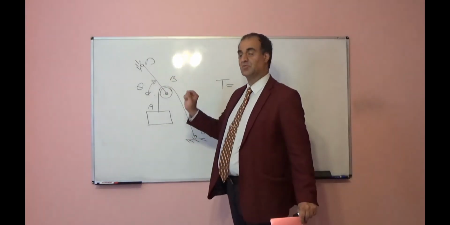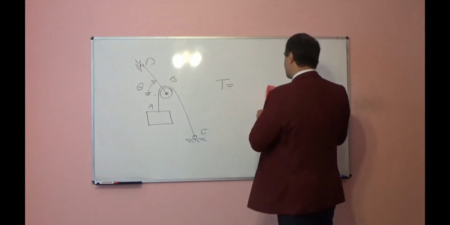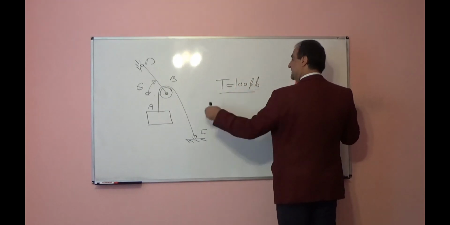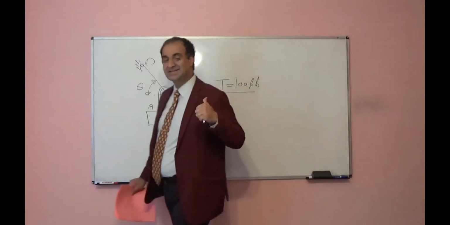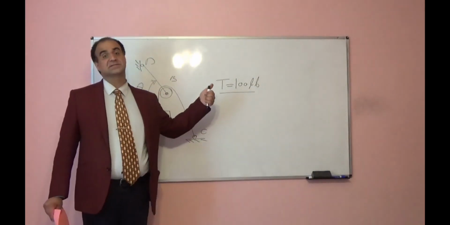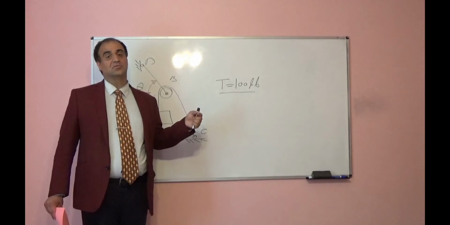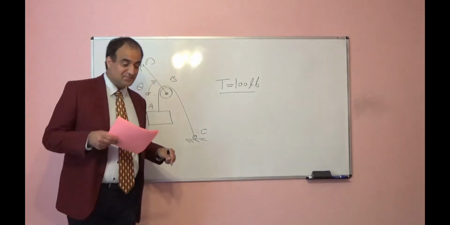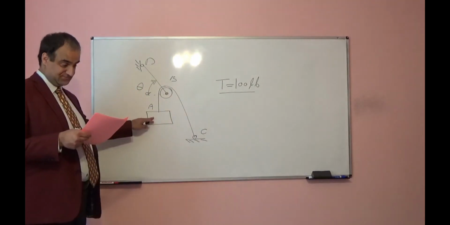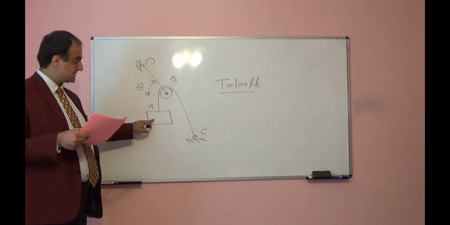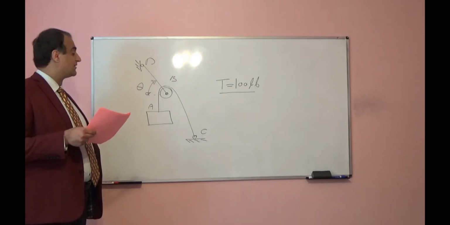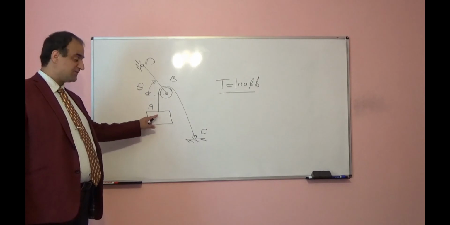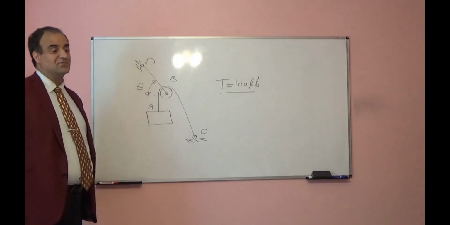Each can support a maximum load of 100 pounds. So if the load developed in each rope is greater than 100 pounds, it will not sustain; it can sustain a maximum of 100 pounds. Determine the maximum weight of the box and angle theta for equilibrium. Determine the maximum weight for this box and theta for equilibrium.